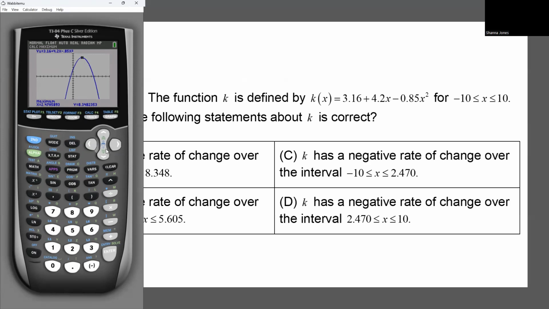So what is a true statement? Can someone tell me which ones you can automatically eliminate? A. Why can I automatically eliminate A? Because the answer is negative first. What does 8.34 represent? Y. And do we define intervals with our Y's? No, we do not. So hopefully we notice that. Where do I have a negative rate of change? B and C. Or any of them.